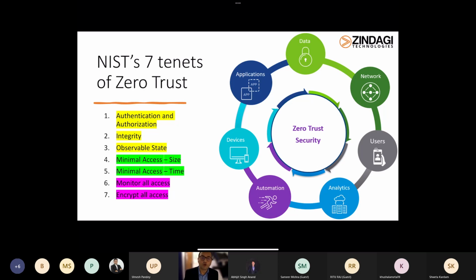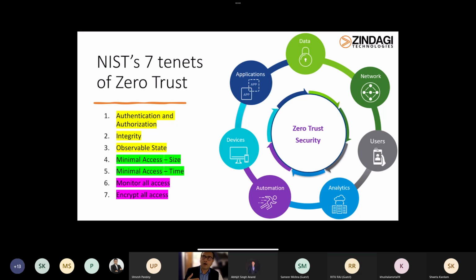The next one is focused around monitoring all access and encrypting all access. Now, the enterprise is going to collect as much information as possible about the assets, about the network infrastructure, and the communication using streaming telemetry data. Right? And at the same time, any communication that is happening from anywhere is completely encrypted. Right? So, like the first three were talking about the minimal essentials for granting access, tenet number 4 and tenet number 5 are talking about the minimum or least privilege that should be given to you. And tenet number 6 and 7 are talking about continuously monitoring and securing assets.